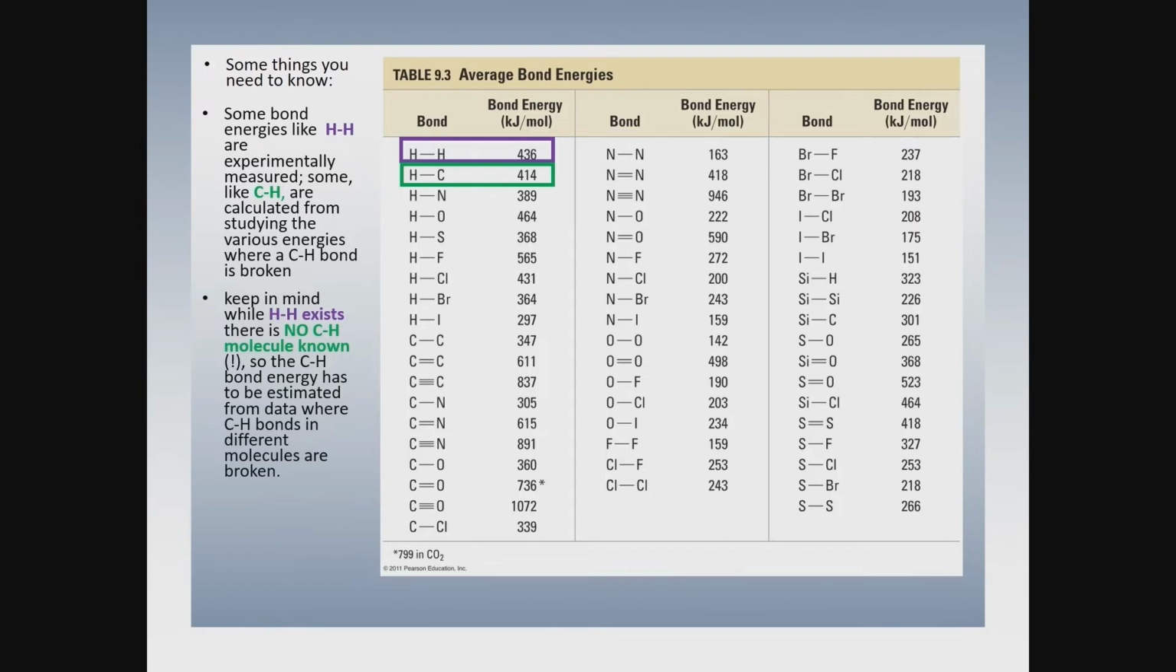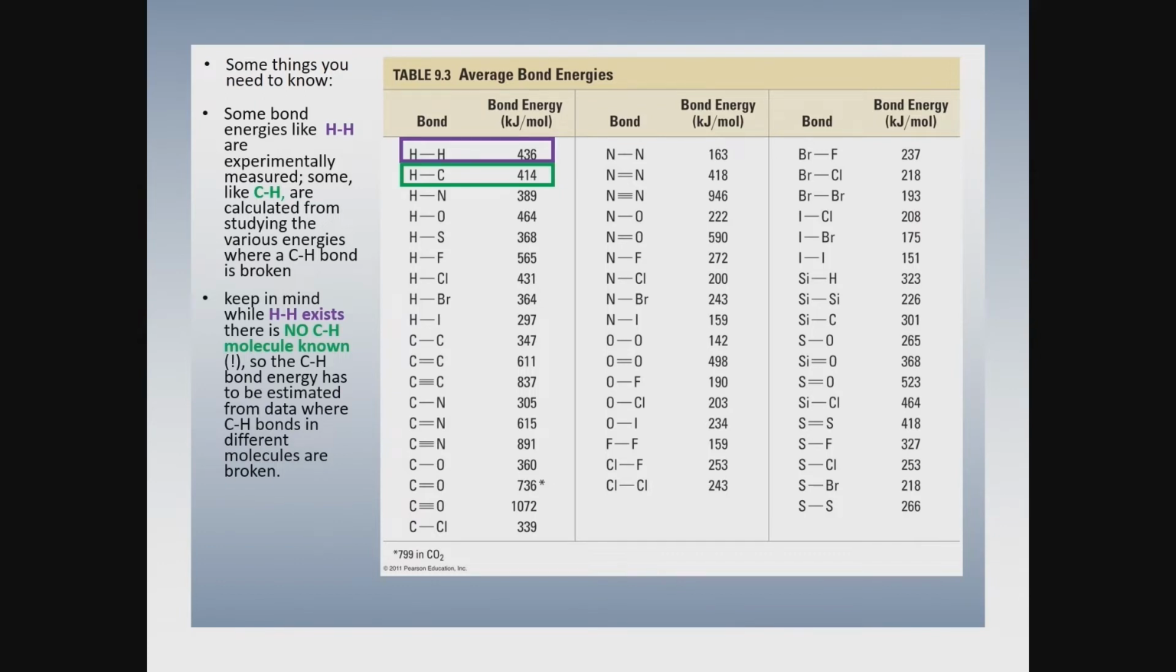But when you look at this chart, it's good to keep in the back of your mind that for some of these molecules, you can measure experimentally how much energy it requires to break the molecule, to bust it into its atoms. That is true for diatomic hydrogen. Now, how about the bond between hydrogen and carbon? Can you measure experimentally what the bond energy is between hydrogen and carbon?